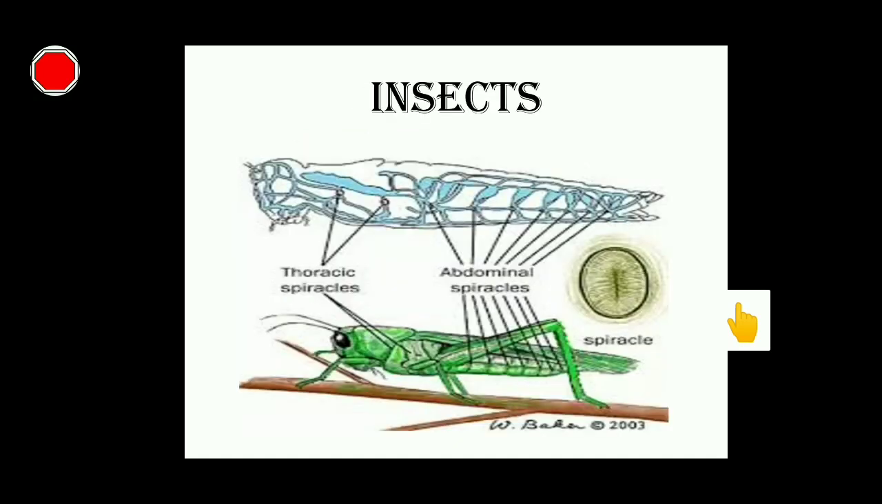Insects, yeah, are a bit more complex. If you see here, insects have small tiny pores on their body, and these tiny pores are known as spiracles. These spiracles open into the tracheal system, small tube-like structures known as trachea, and the spiracles are present on the entire body, and these spiracles help them exchange gases.